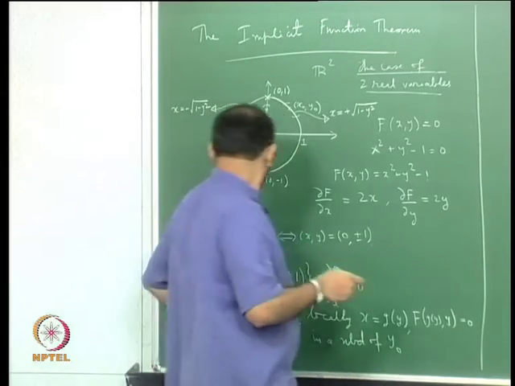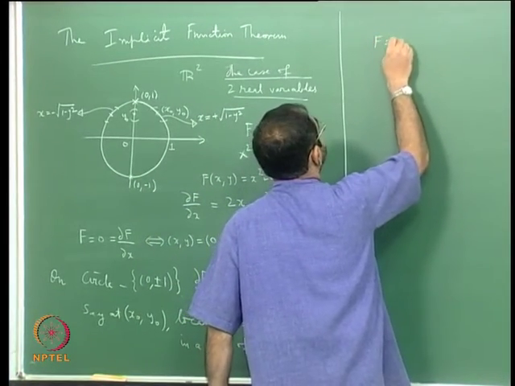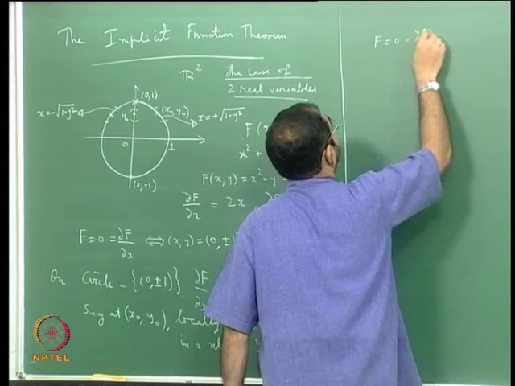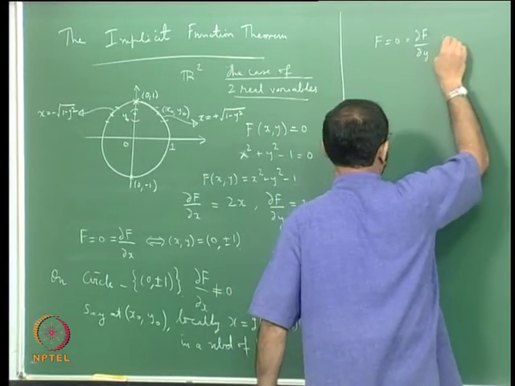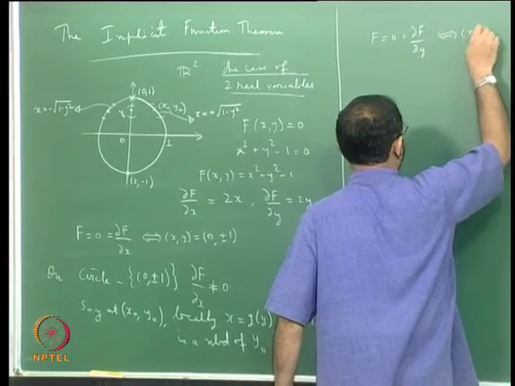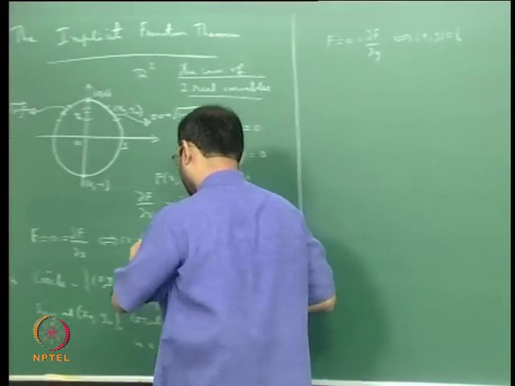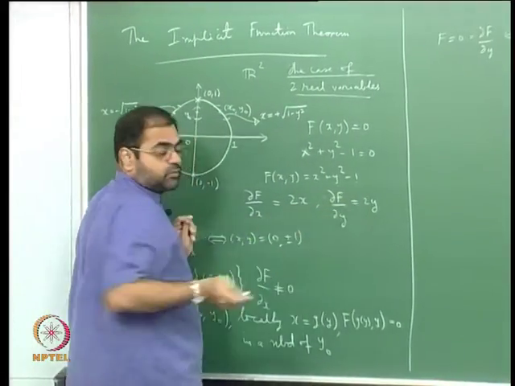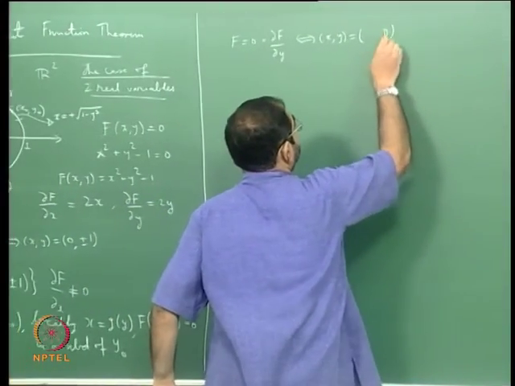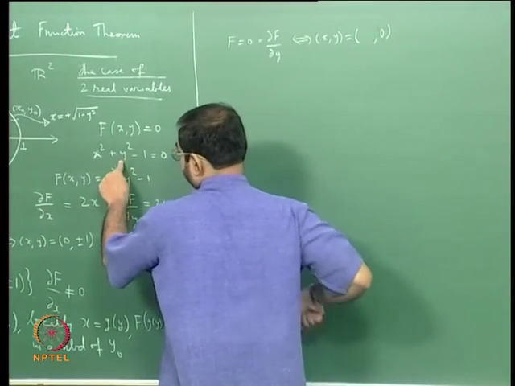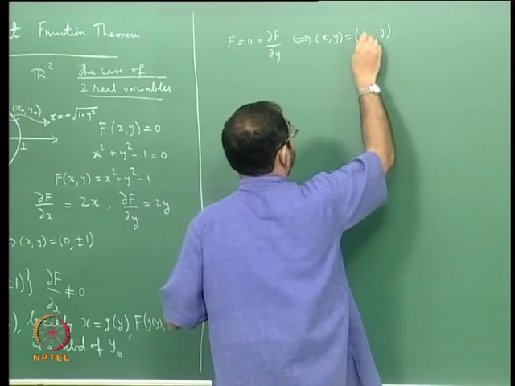And similarly I can repeat the same thing with y also. If I look at the equation dou f by dou y equal to 0, this is true if and only if the point x comma y is such that dou f by dou y, which is 2y, is 0, which means y is 0. So the y coordinate is 0, and if the y coordinate is 0 and I'm on the curve, then I'll get x squared minus 1 equal to 0, that will give me x equal to plus or minus 1, so I'll get plus or minus 1 comma 0.